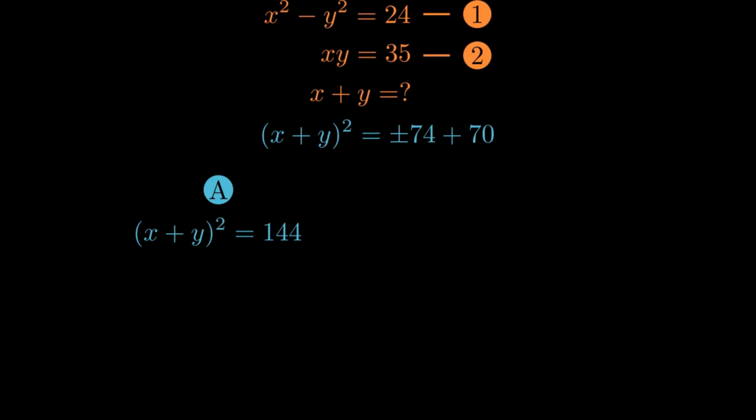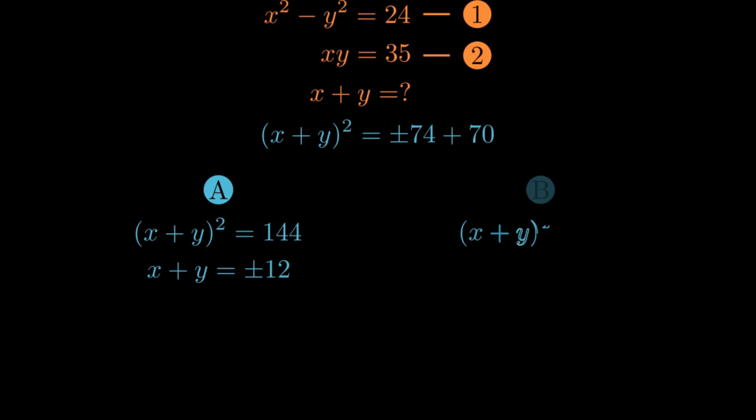The first one would be (x plus y) squared equals 144. We can take the square root of either side to cancel out the square, giving us x plus y equal to plus or minus 12. We now arrived at the first value of x plus y.